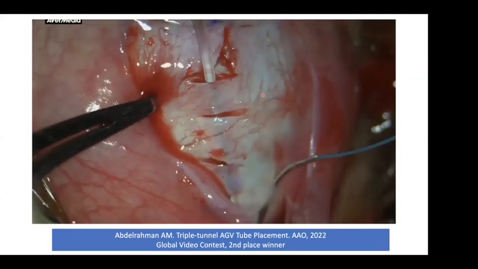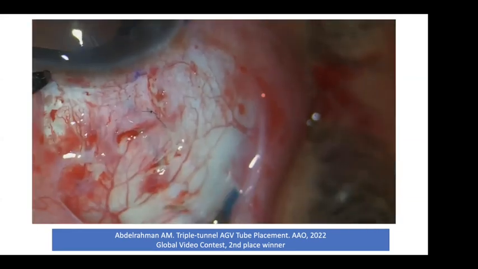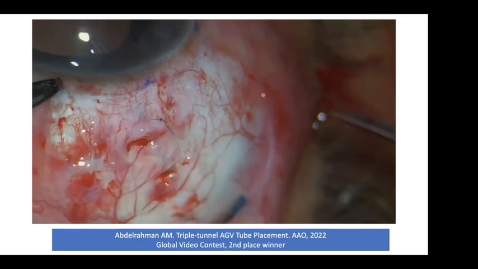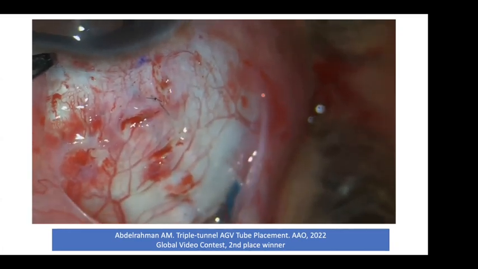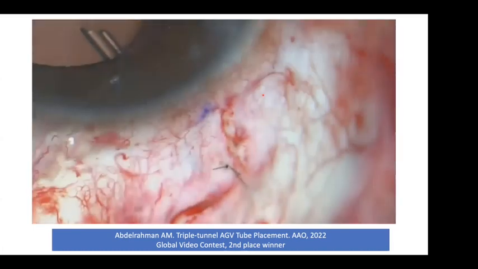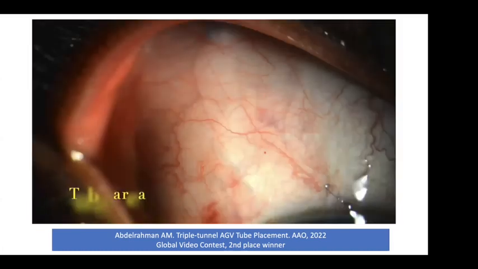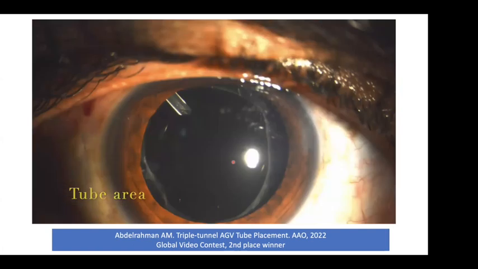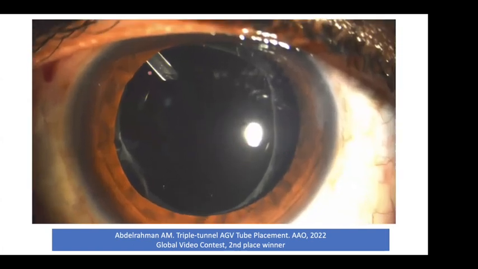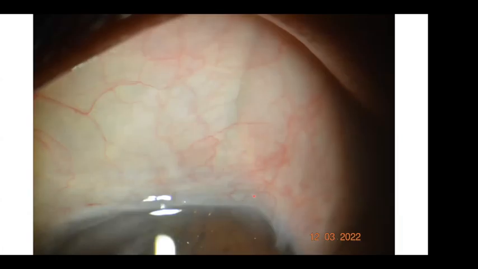And then putting the non-absorbable suture for the plate, which again, I'm insisting on the non-absorbable suture. I feel so much more secure. And in this case, it was pseudophakic, so the tube was in the sulcus. As you see, you can put it behind the iris if you insert the tube 2 millimeter. And then with this technique, when you move posterior, you can see a huge bleb in the upper temporal quadrant. And this is usually linked to a very good control of the intraocular pressure.